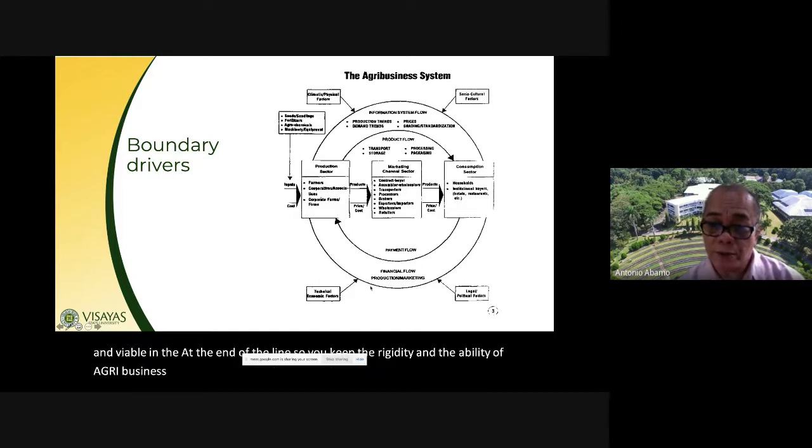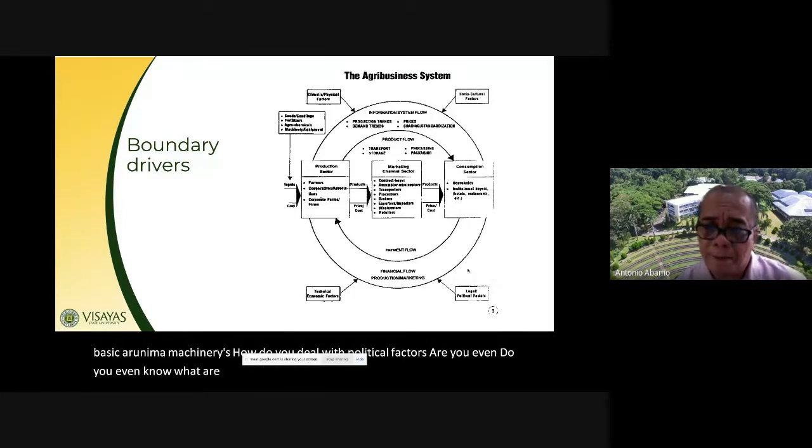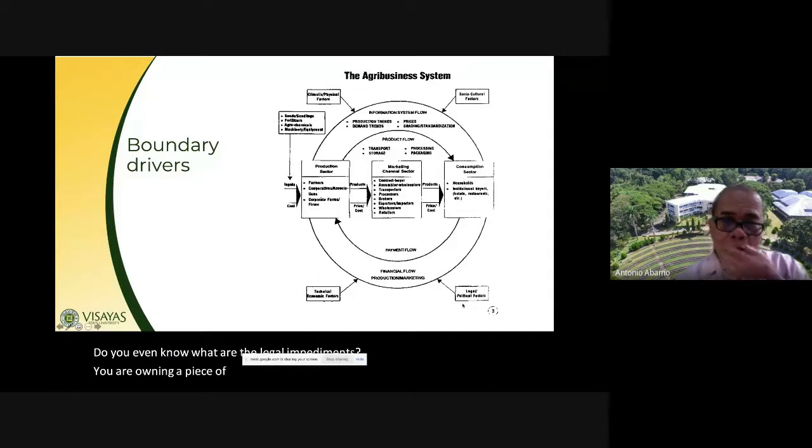How will you deal with technical factors? Do you have the maintenance for your machineries? How do you deal with political factors? Do you even know what the legal impediments are? You are owning a piece of property, but you have no title. You are in danger, no?